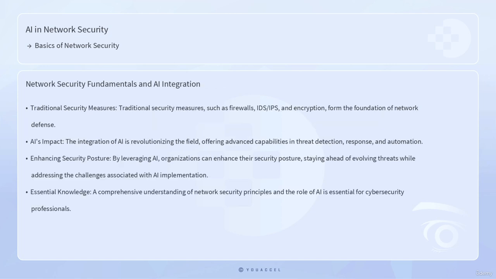In conclusion, the basics of network security encompass a range of strategies and technologies designed to protect networks from internal and external threats. Traditional security measures, such as firewalls, IDS, IPS, and encryption, form the foundation of network defense. However, the integration of AI is revolutionizing the field, offering advanced capabilities in threat detection, response, and automation.